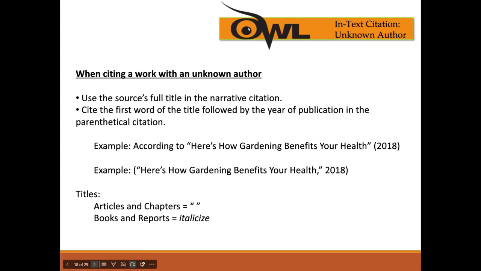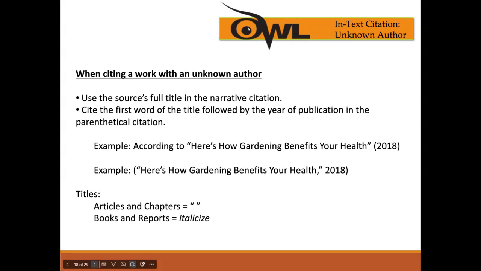At the end of the sentence, if you're using the end-of-sentence in-text citation, you would just put Here's How Gardening Benefits Your Health. It is best to probably put the full title, but you can consult with your professor in regards to how you want to cite this if there's no known author. The only reason I say that is because if there is no author and you're using the title of the source, it may increase the word count. So just consult with your professor going forward.